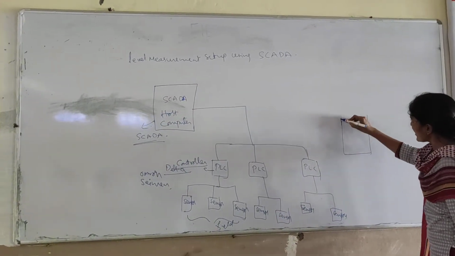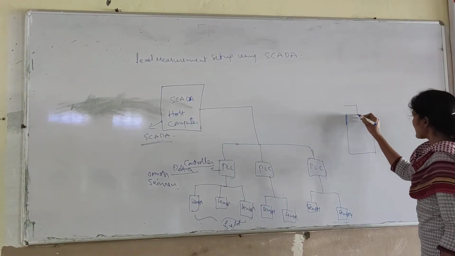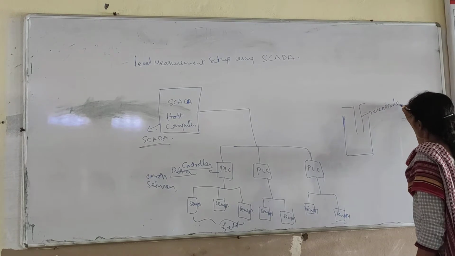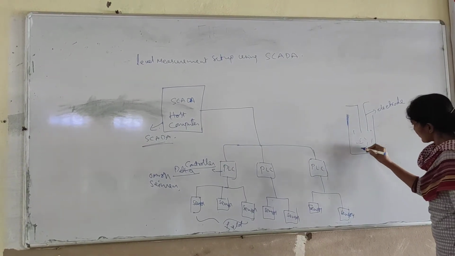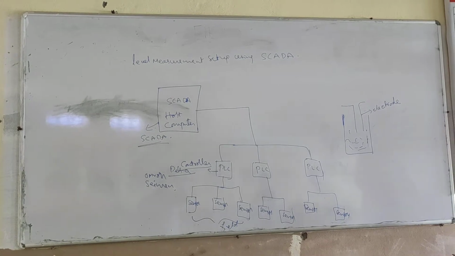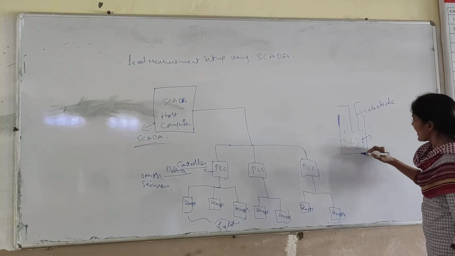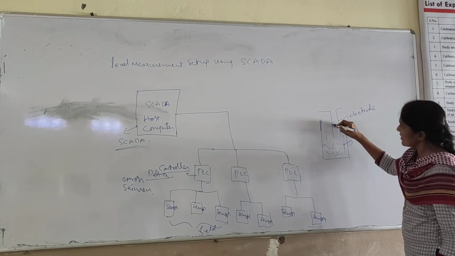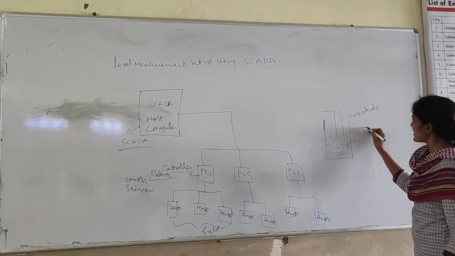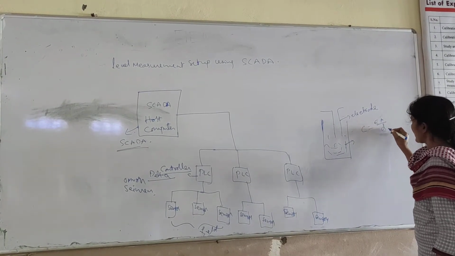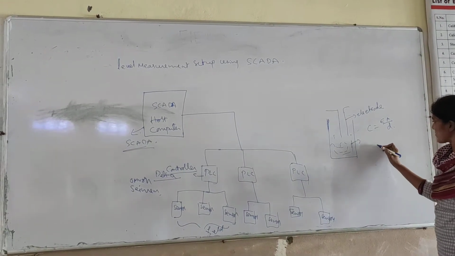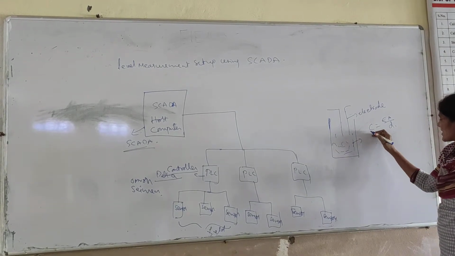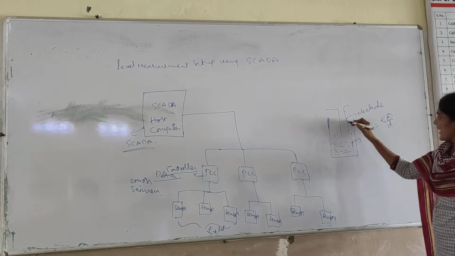For this purpose, manually we can use some level sensors. Otherwise, we can place two electrodes into the water vessel. Whenever the level increases, with respect to the level, the capacitance of these two capacitor plates will change. The capacitance is C equal to epsilon A by D. When the distance between the two plates changes, its capacitance will change. When the area changes, its capacitance will change.